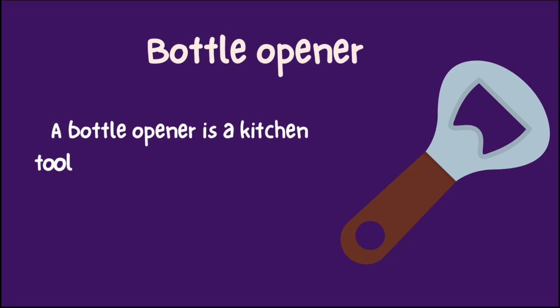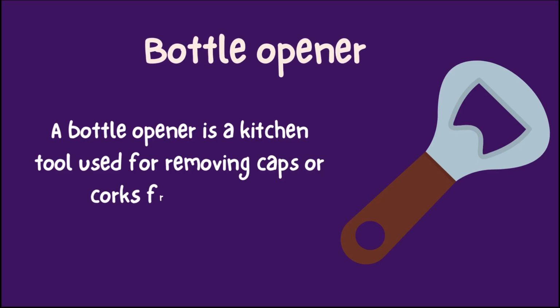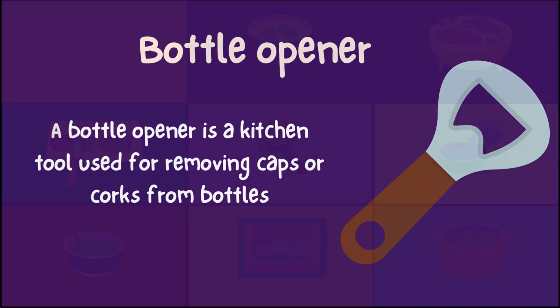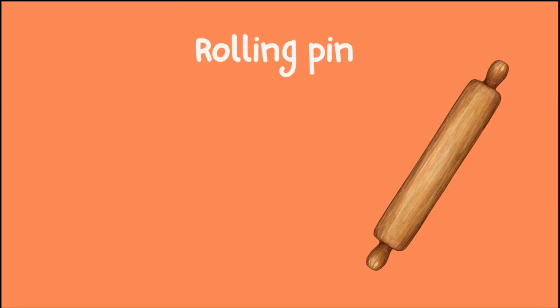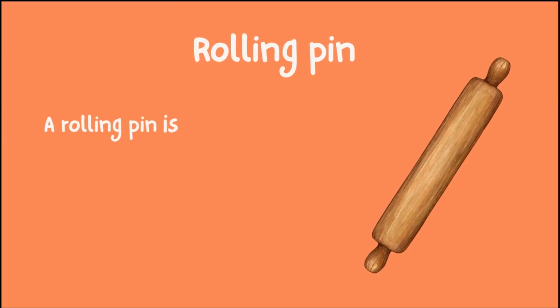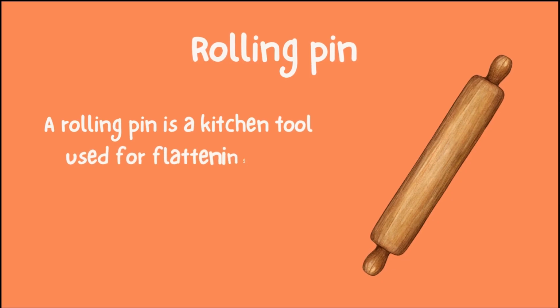Bottle opener. A bottle opener is a kitchen tool used for removing caps or corks from bottles. Rolling pin. A rolling pin is a kitchen tool used for flattening and shaping dough.